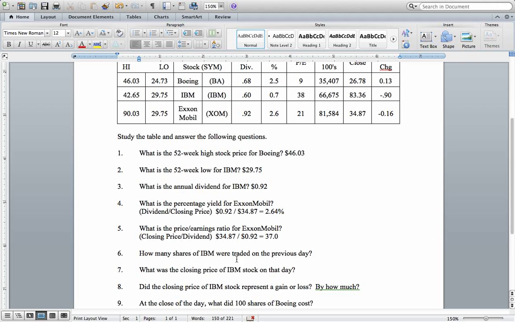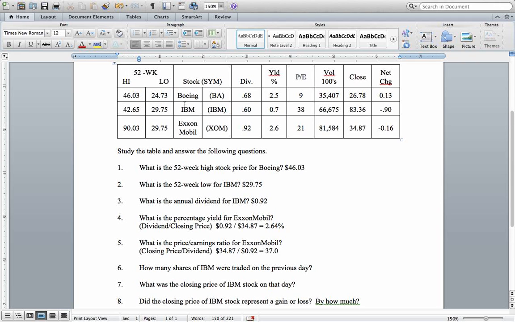How many shares of IBM were traded on the previous day? You've got to come up here. IBM, that's your volume. That's how many shares that particular day were bought and sold. And because it says the volumes are in the hundreds, they do that to save space in the columns, which means you just automatically know that you're going to add 2 zeros at the end of that. So we're looking at how many shares of IBM, and so that is 81584, and then you're going to add the 2 zeros, and then you can go back and add your commas in on your test. Once again, this is a number because they just want to know how many shares were traded on that particular day.